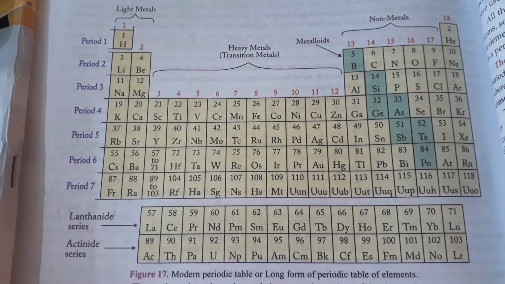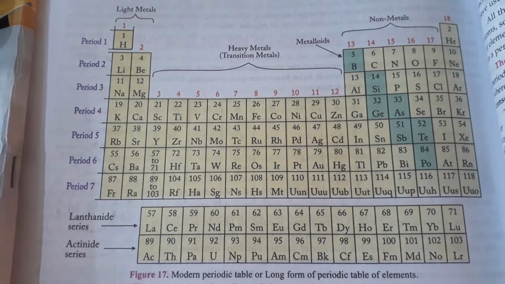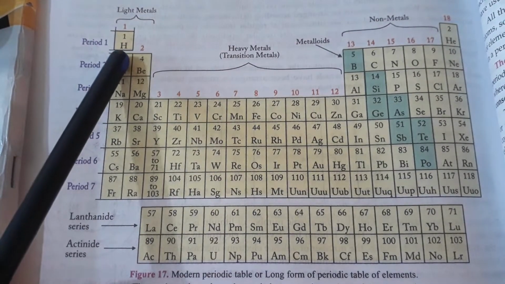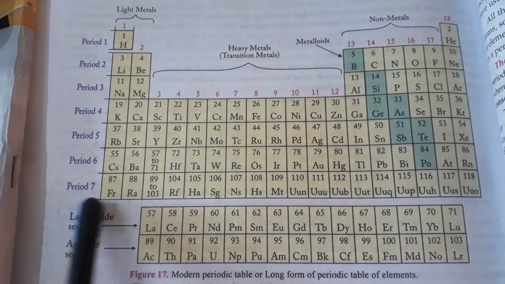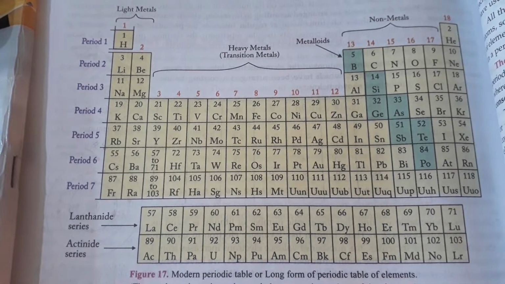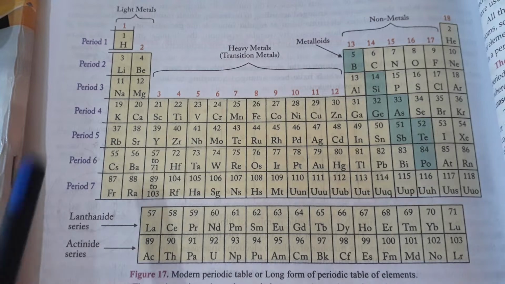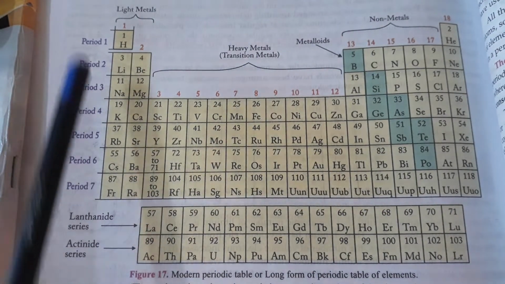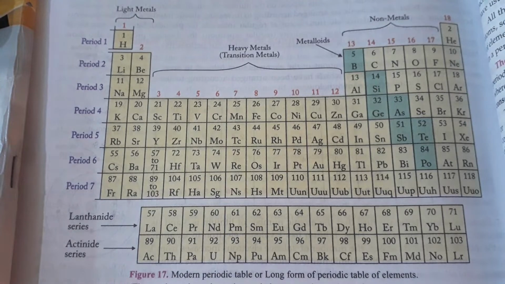So how is the first anomaly of Mendeleev's periodic table removed in the modern periodic table? The atomic number of hydrogen is 1. Though it behaves like alkali metals as well as halogens, as per its atomic number 1, it gets the first position in the periodic table. So this anomaly is removed.